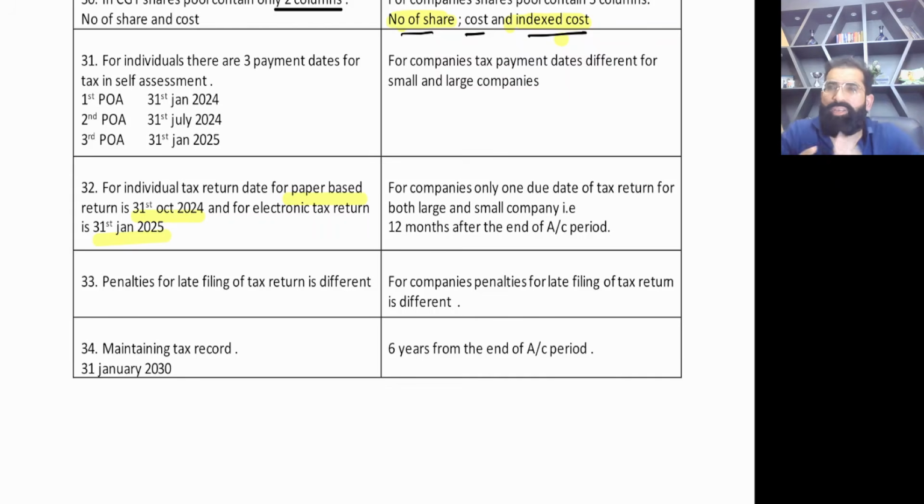If an individual is filing a paper-based hard copy tax return for the 23-24 fiscal year, the due date is 31st October 2024, but if that individual is filing an electronic tax return, then the date is 31st of January 2025. But for companies, whether you are a small company, large company or medium size, any company, the tax return filing date is constant. That is 12 months from the end of the accounting period.